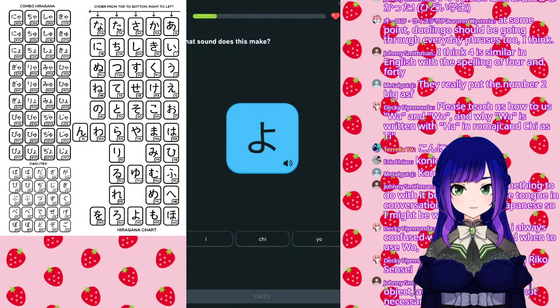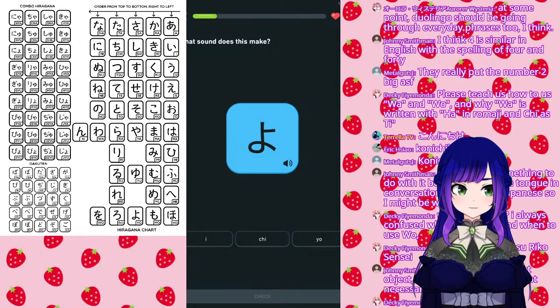So, someone in the comments explaining it. O is like a direct object and wa is a topic, not necessarily the subject. Yes, exactly. Good explanation.